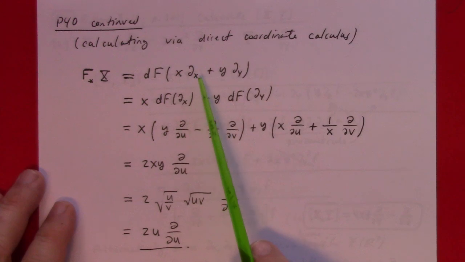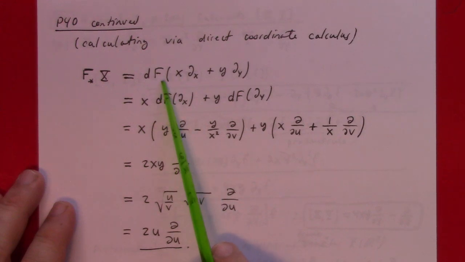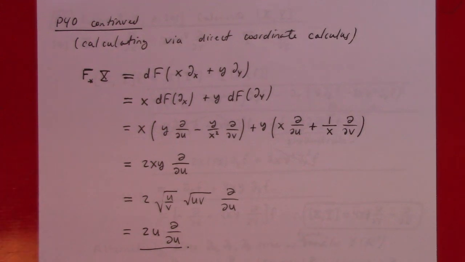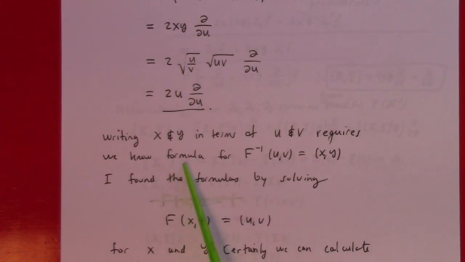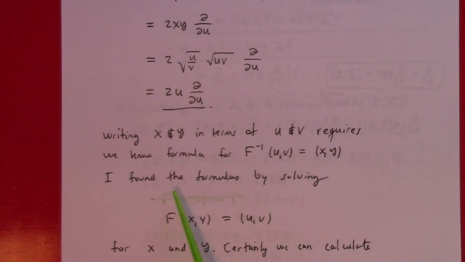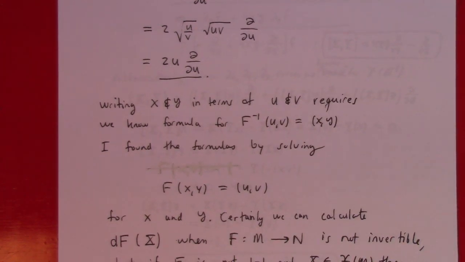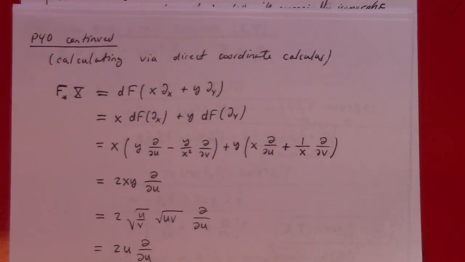So here, this time I'm redoing it with direct coordinate calculus. So this is that, but that's this, which gives me that. All right. So you can compare and contrast my way of calculating to using the book. I said writing x and y in terms of u and v requires we know formulas for the inverse, and I found the formulas by solving this for x and y. Certainly we can calculate df x when f is not invertible, but if f is not 1-to-1, then you might put in a vector field and not get one back out because of the issue of not being single valued.